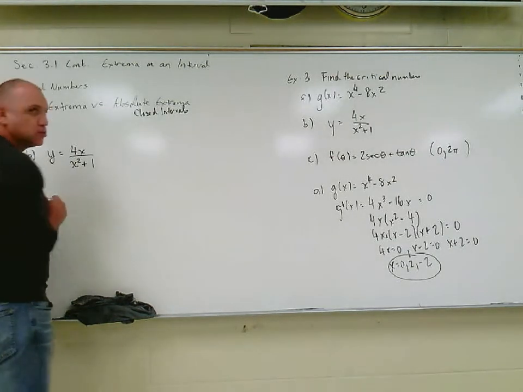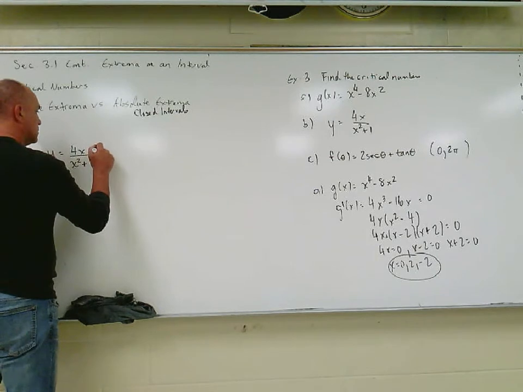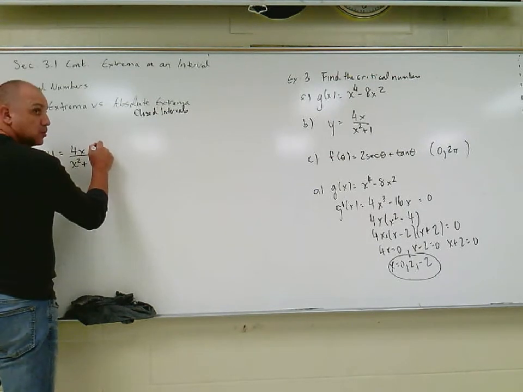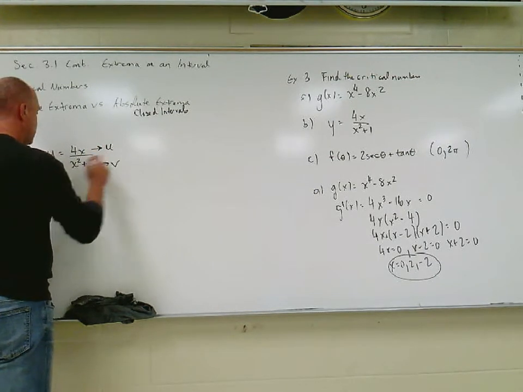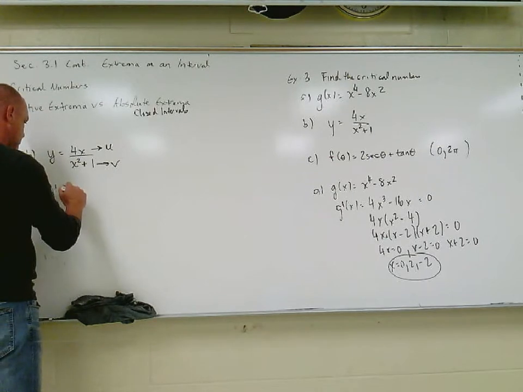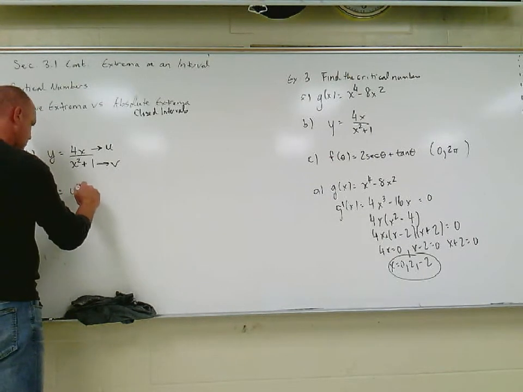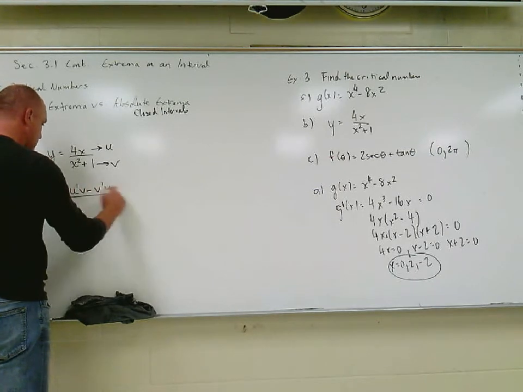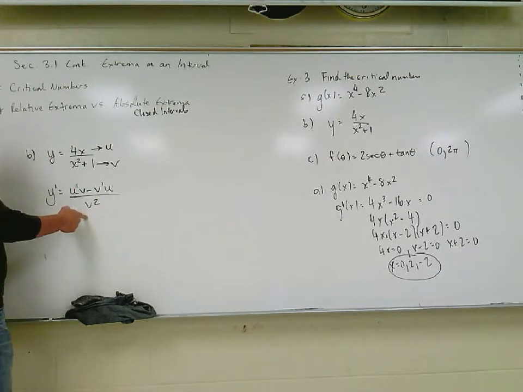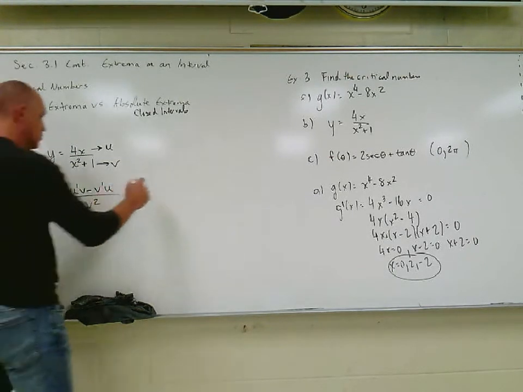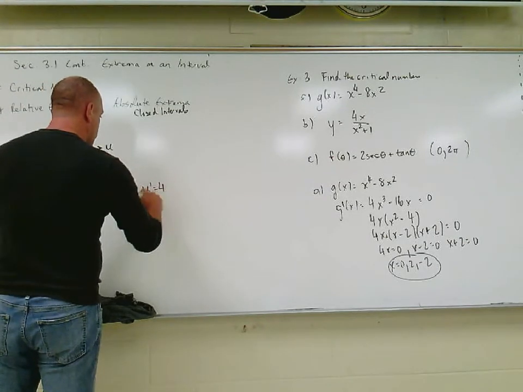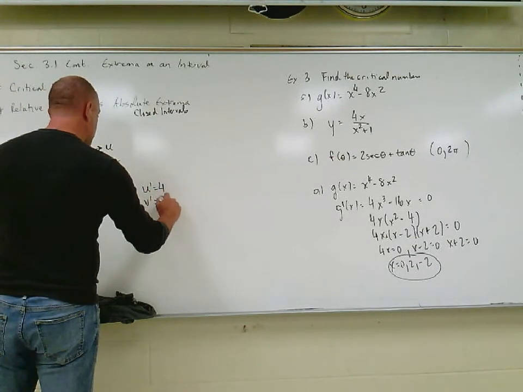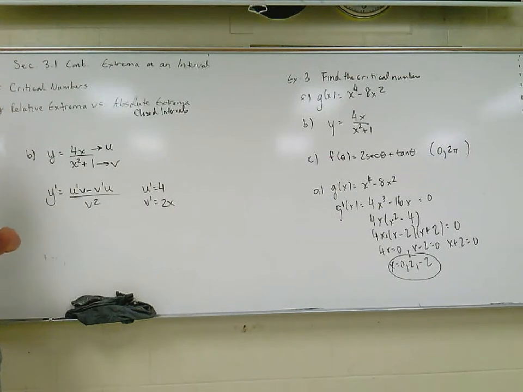All right, so quotient rule, I call the top U, the bottom V. What's the quotient rule? U prime V minus V prime U, all over V squared. So you'll notice your denominator cannot be 0, because x squared plus 1 squared is not going to be 0. So U prime is 4 and V prime is 2x. Right? So you should have got those two answers.